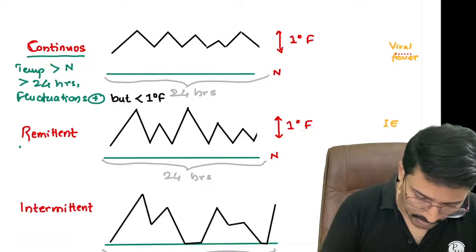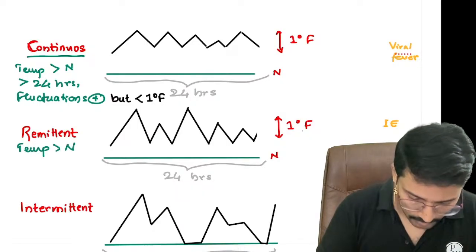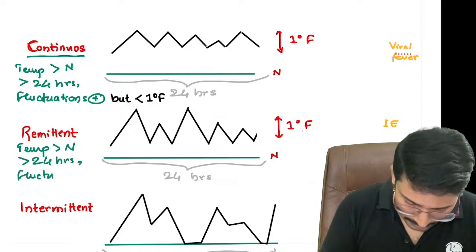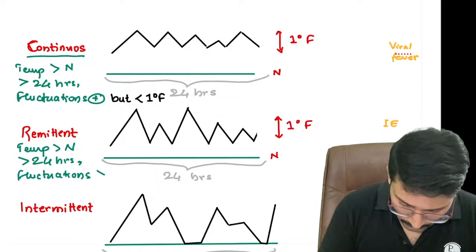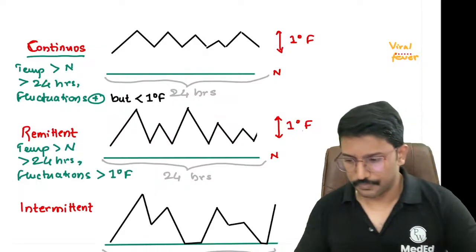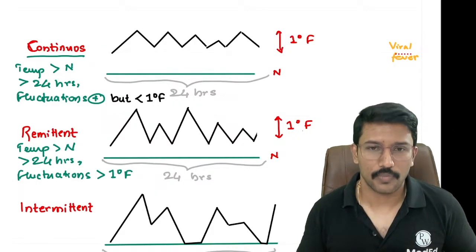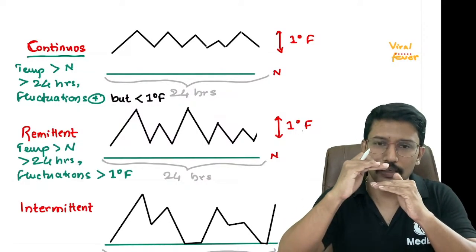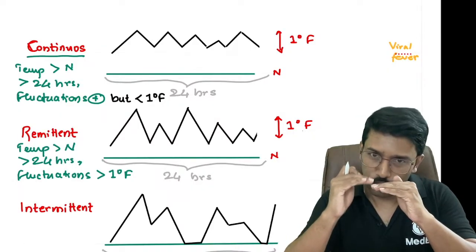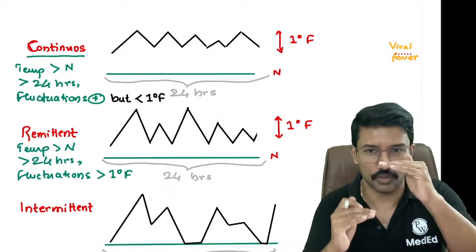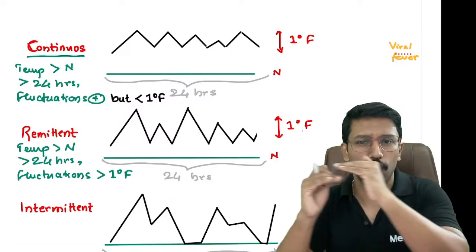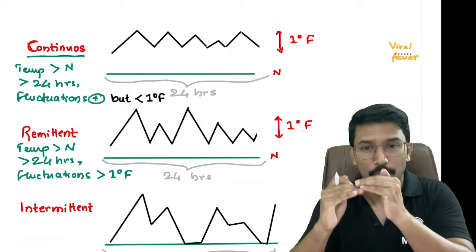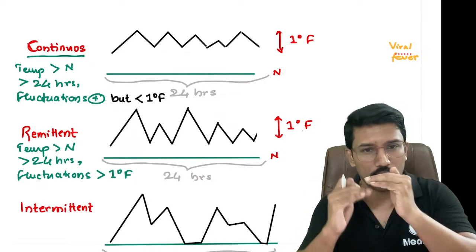So in remittent fever, temperature is always more than normal for more than 24 hours. Fluctuations are present, and these fluctuations are greater than 1 degree Fahrenheit. The fluctuations in continuous fever are very minimal, less than 1 degree Fahrenheit. Even if it rises, it will elevate by less than 1 degree Fahrenheit. When it drops, it will drop by less than 1 degree Fahrenheit. So there is no more than 1 degree Fahrenheit variation, and it is always above the normal value. In remittent, temperature is always above the normal value, but there is a great fluctuation greater than 1 degree Fahrenheit.